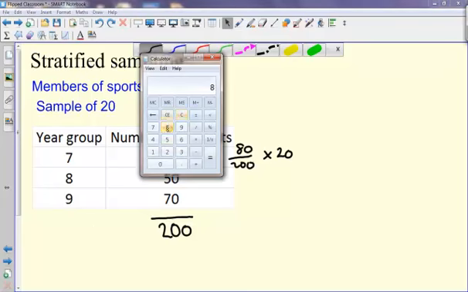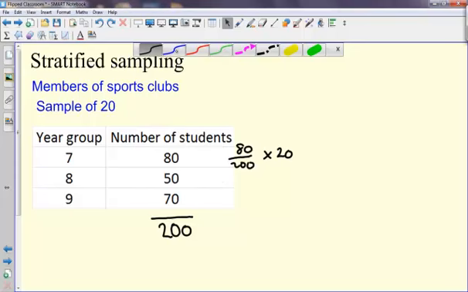So 80 divided by 200 and then times by 20. It says I need 8. So I'll be picking 8 year 7s. And I just do a similar thing for the other year groups as well. In year 8, that's 50 out of the 200 students, so 50 200ths times 20. 50 out of 200, that's a quarter. Quarter of 20 is 5.